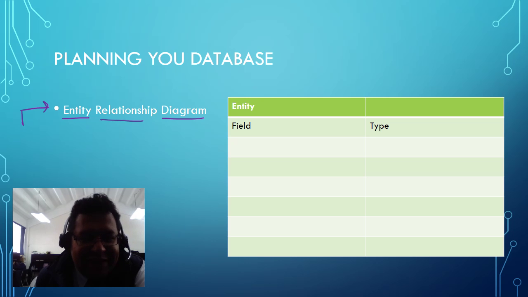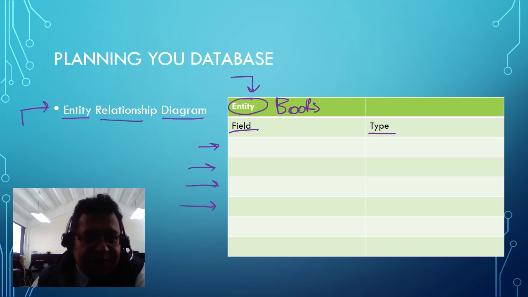Okay, so your entity relationship diagram represents the tables in your database. Each table represents an entity, and for each table you're going to define the field and what type of data is going to go into that field. So let's say that I have a books database, okay, and my entity is going to be the books. So what properties do I need in order to create my entity? What properties need to be included in my records?